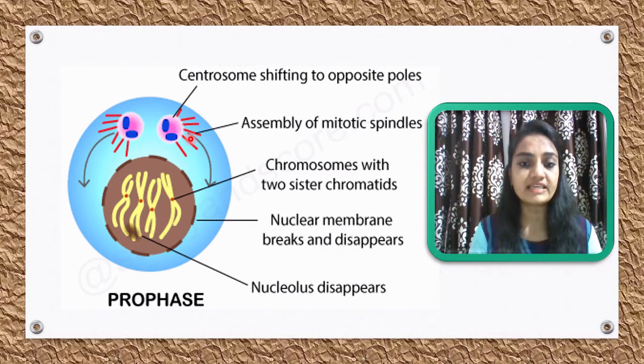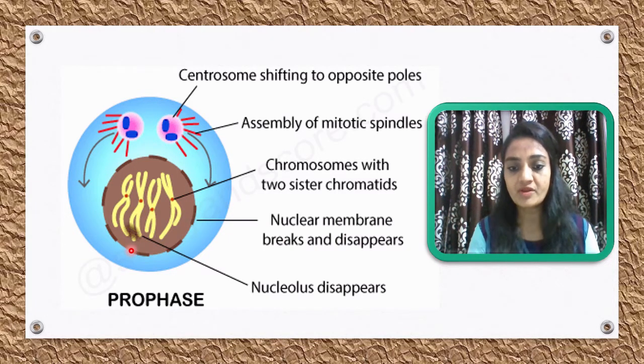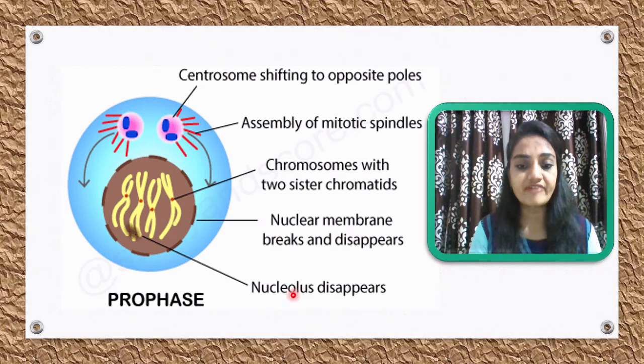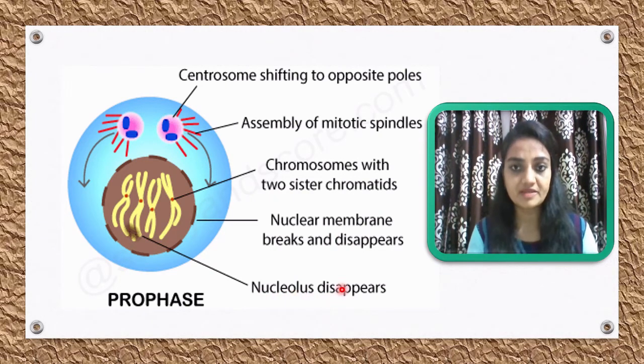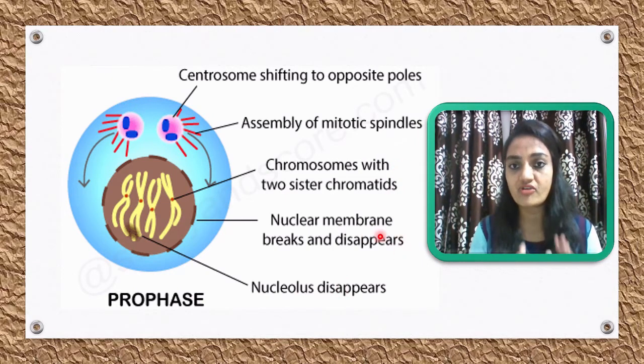Here you can see it reddish in color. The assembly of the mitotic spindle will be formed here. Then what happens? The chromosomes will be condensed. The chromatin will be condensed together and form chromosomes with two sister chromatids joined at the centromere. Another very important phenomenon occurs here: the nuclear membrane breaks and disappears. And finally, the last phenomenon, the nucleolus will disappear. So these are the characteristic features of any prophase.